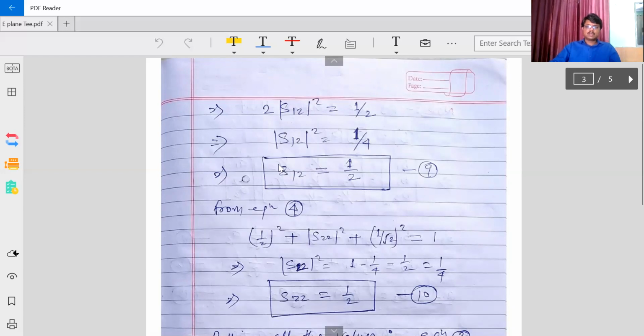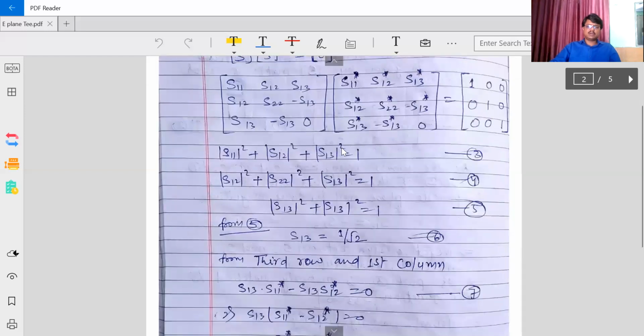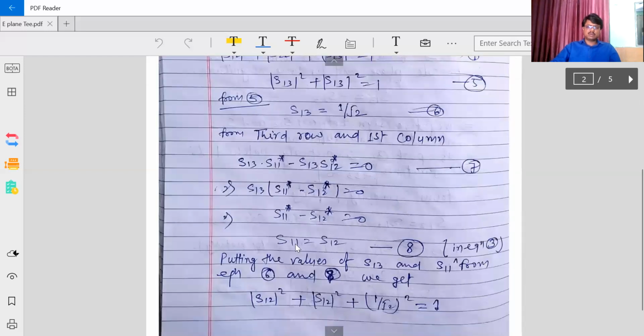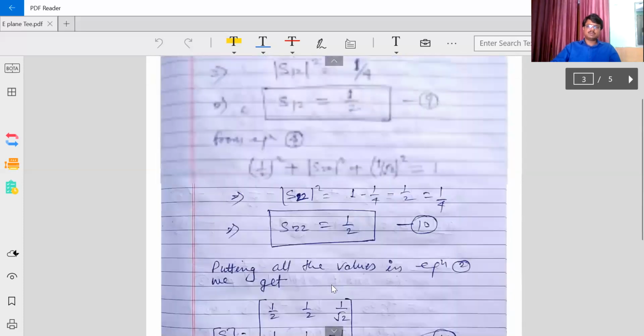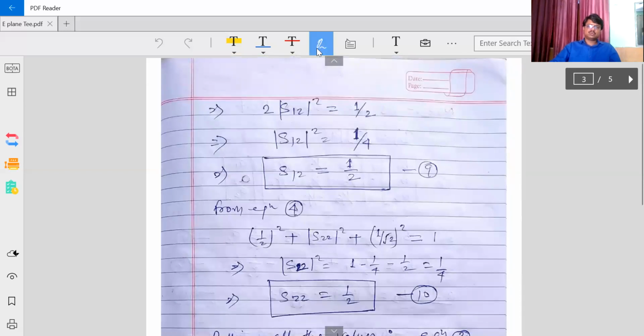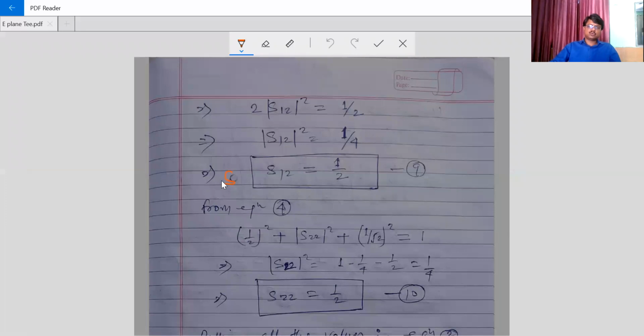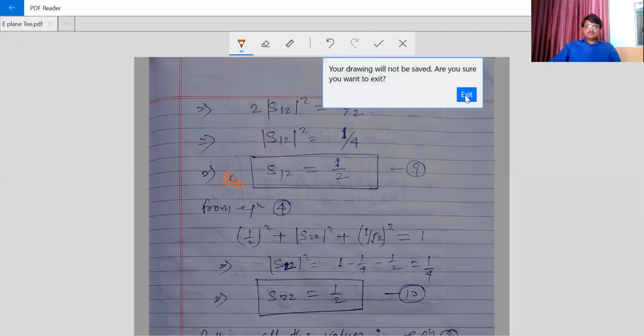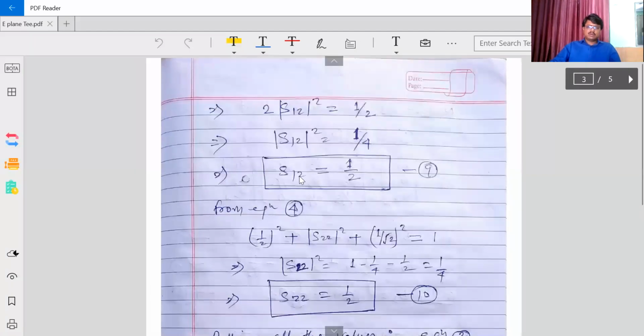And we have got the relationship between S11 and S12. S11 and S12 are equal. So if S12 is 1 by 2, S11 is also 1 by 2. Okay. So we know S11, S12 and S13. So what is left? S22. So we will put the values.